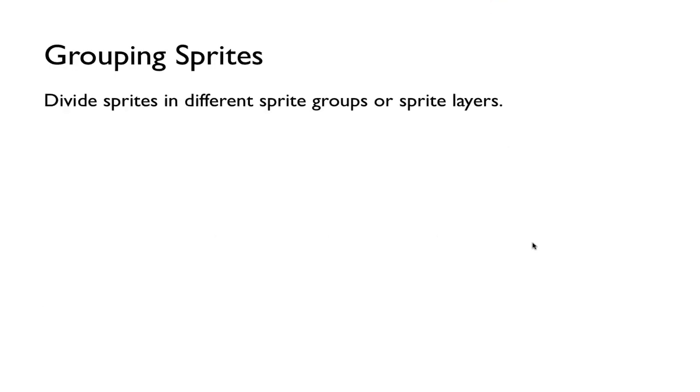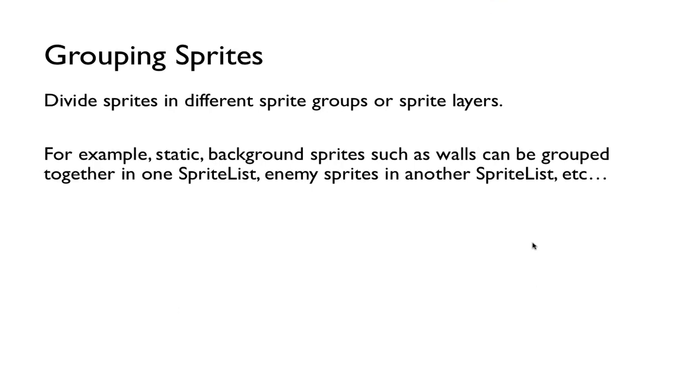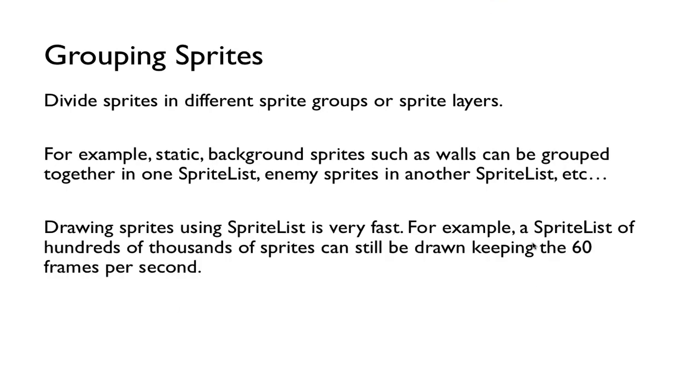So typically we divide sprites into different sprite groups or sprite layers in a game to allow us to manage the sprites better. For example, if you have background sprites like walls, things that don't move, we might want to group them into one sprite list. If you have a bunch of enemy sprites, we might want to put them into another sprite list, etc. Drawing sprites with SpriteList is very fast. For example, if you have a sprite list of hundreds of thousands of sprites, Arcade can still draw all of those sprites, keeping the 60 frames per second frame rate.